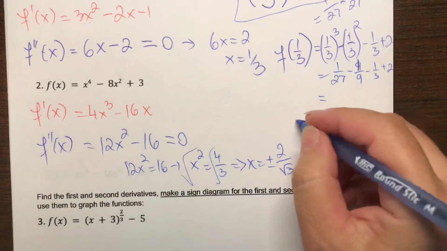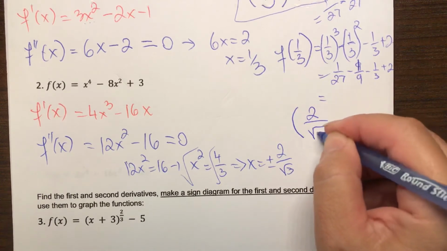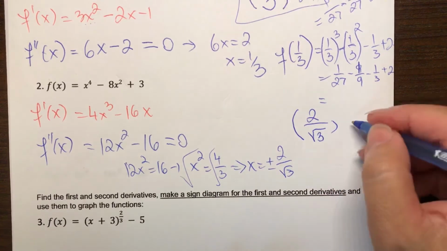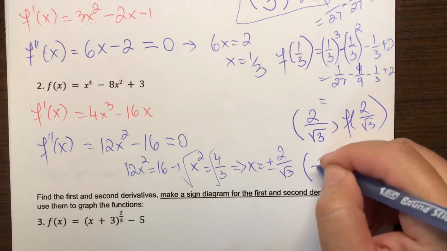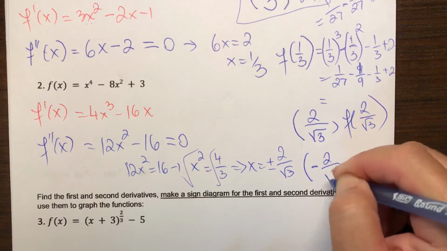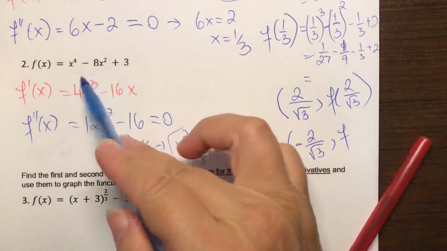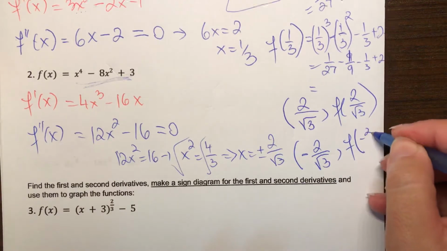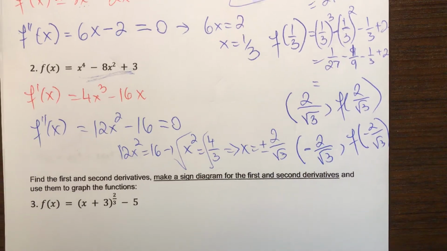And so which ones are my inflection points? One possible one is plug in 2 over the square root of 3 into this function, which I'm in no mood for, whatever that is. And then the same thing for negative 2 over the square root of 3. Plug it into your function, right? This one right here. All right, so yeah. The point is, we better just do the whole thing.